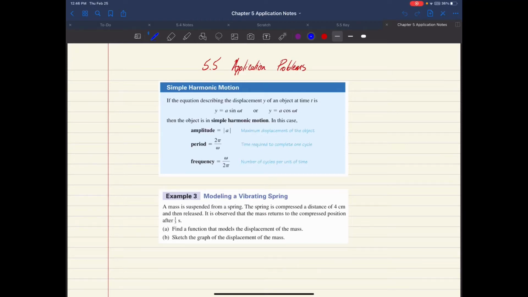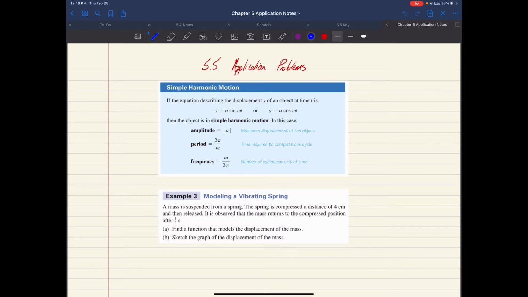This is section 5.5, which is the application section of graphing. And the first box here, this blue box, says simple harmonic motion. It says if the equation describing the displacement y of an object at time t is y equals a sine omega t or y equals a cosine omega t, then the object is in simple harmonic motion.